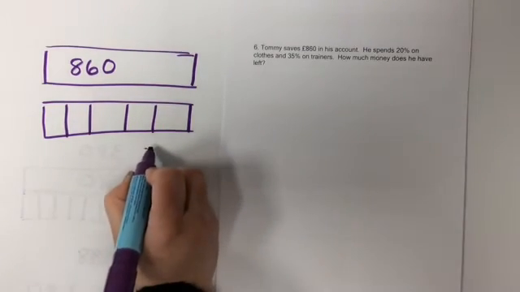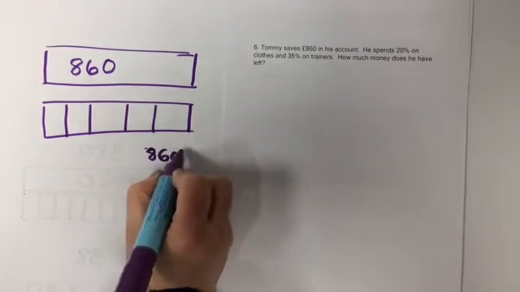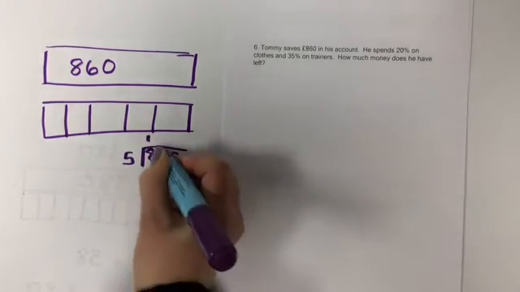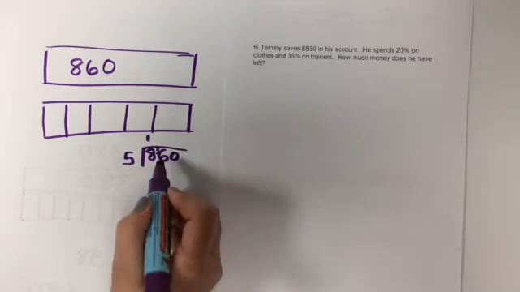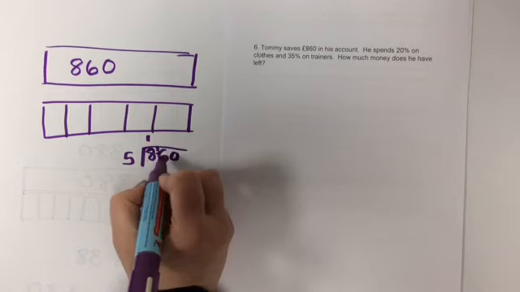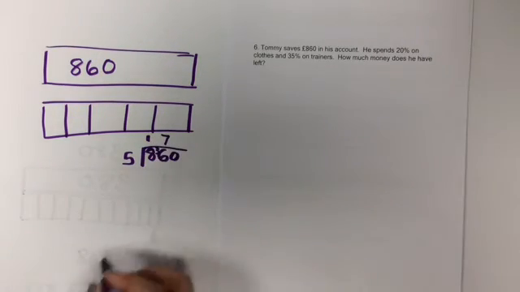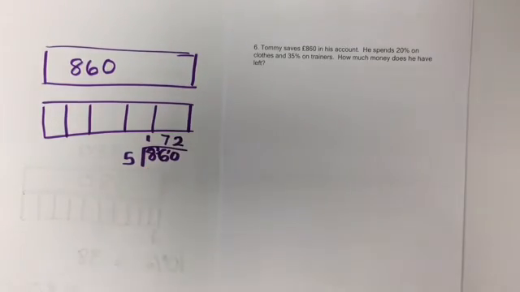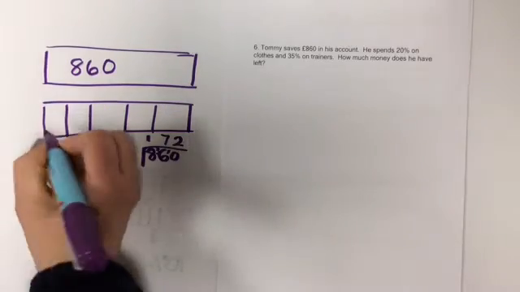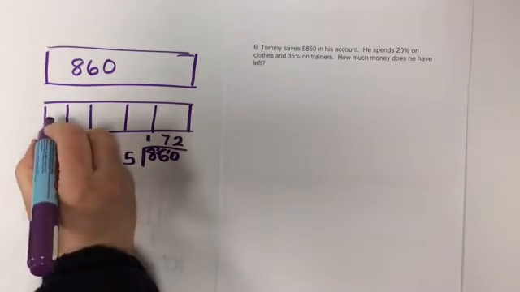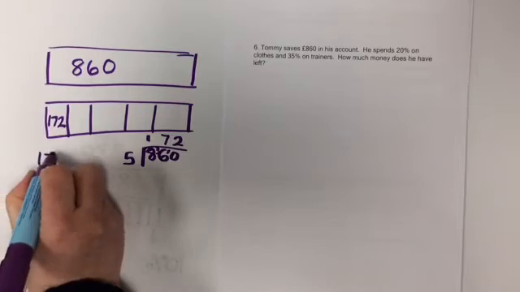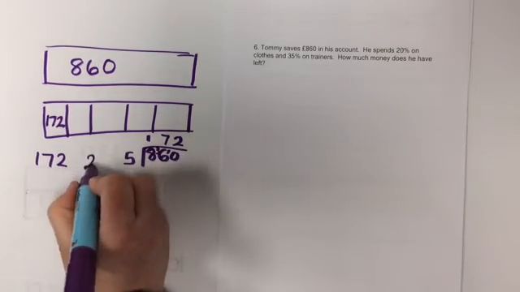Let's write this a bit further over so you can see. So we've got 860 divided by 5. 5s into 8 go 1. Carry the 3. 5s into 36. 5 times 7 is 35. So that's as close as I can get. And then I've got 1 left over. 5s into 10 go 2. So that's 172 is one of these sections. 172 is 20%. So 172 is the same as 20%.